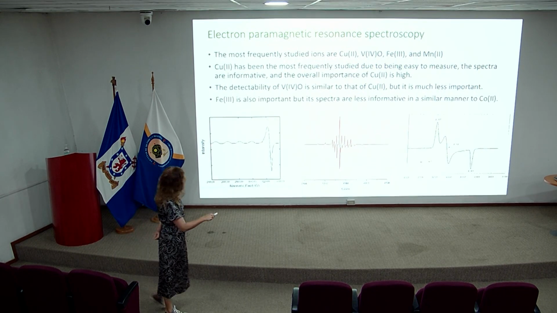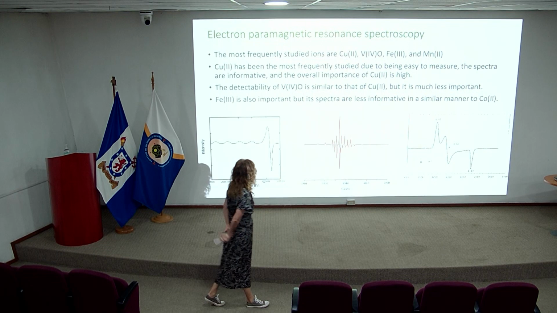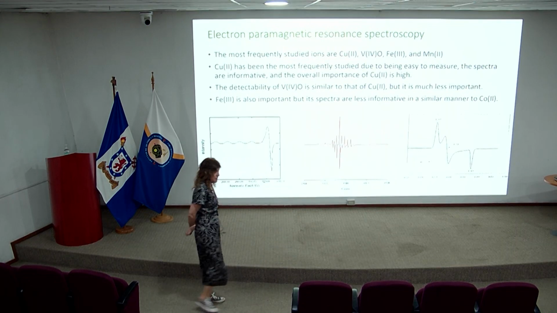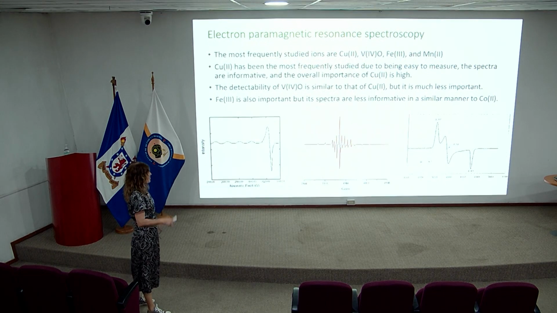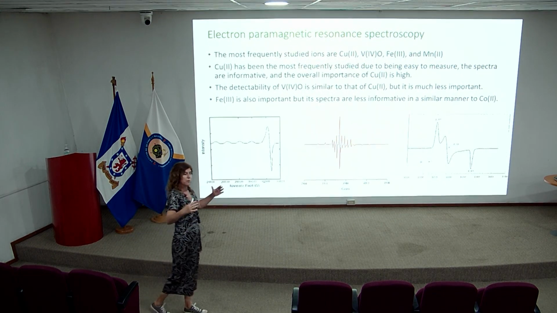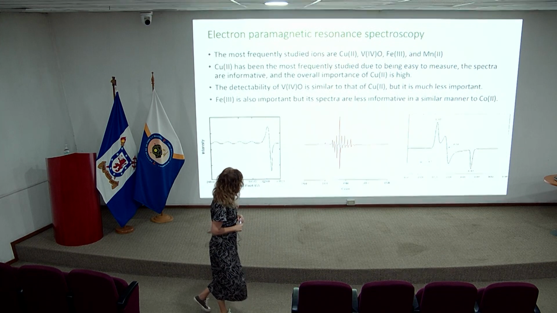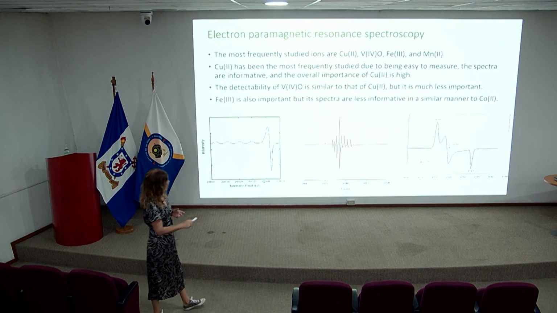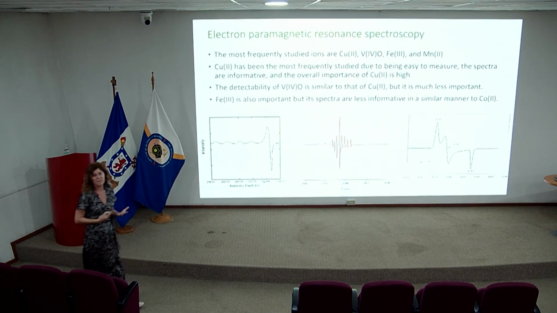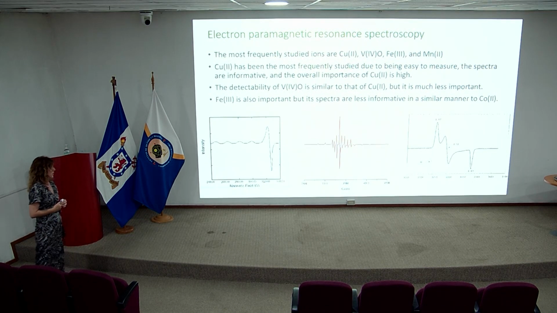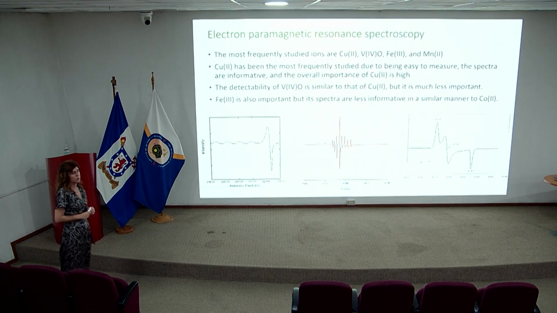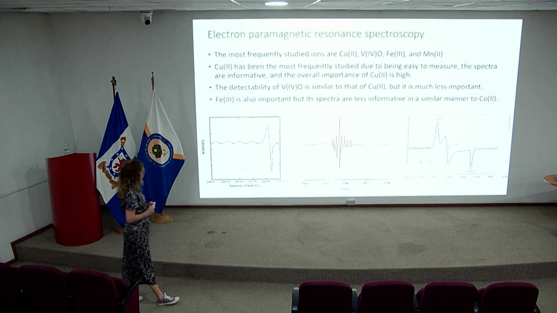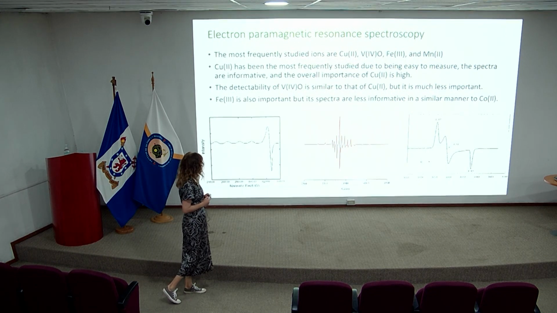And here I show you a spectrum from iron-3, low spin, and here we just have 3 G values. We have no coupling constants, and so iron-3 we can measure, but it doesn't give you a lot of structural information. So I would say that particularly copper and vanadium are very good metals to study by electron paramagnetic resonance.